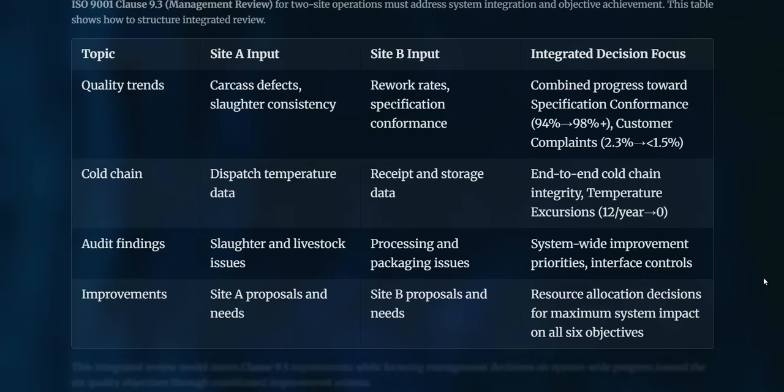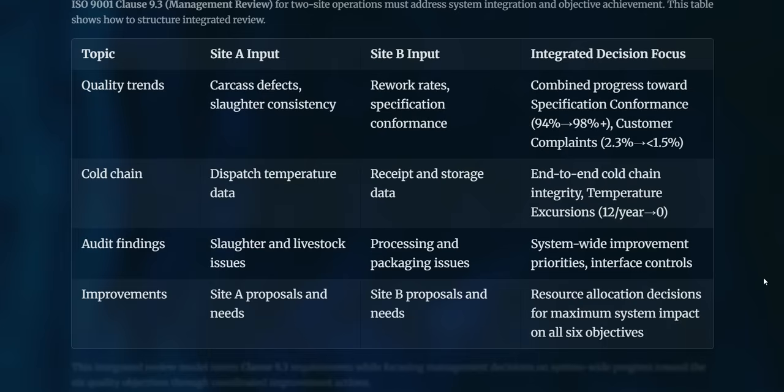The first topic, our quality trends, must be addressed for the review of two sites. Site A will review carcass defects and slaughter consistency. Site B input will include rework rates and specification conformance. The integrated decision focus for quality trends, with input from Site A and input from Site B, includes combined progress toward specification conformance and customer complaints reduction.